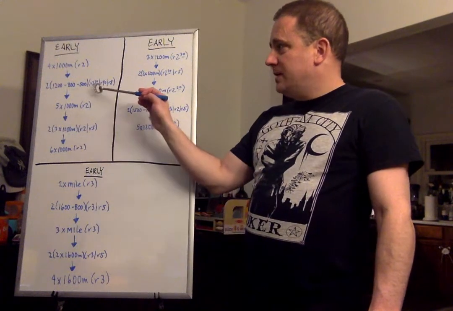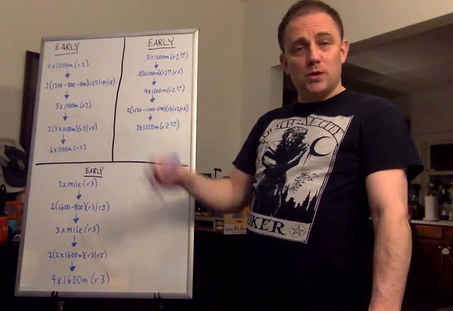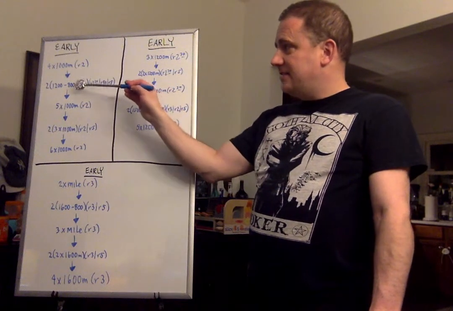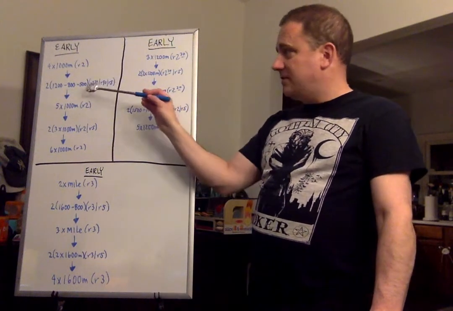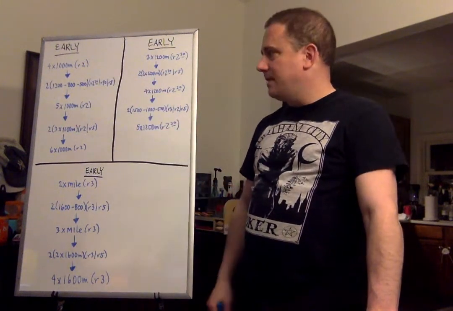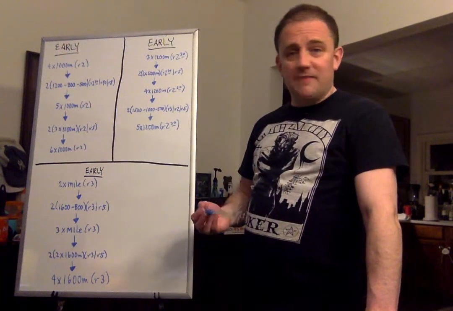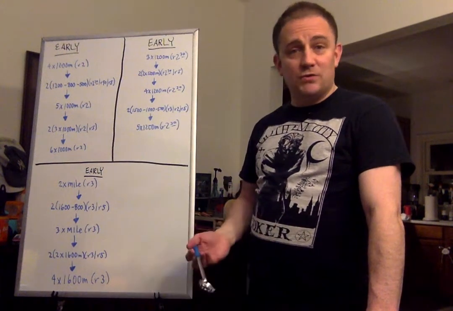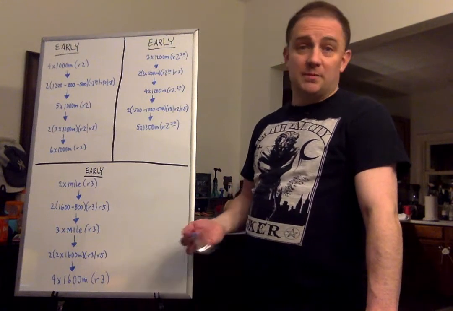All right, 2 minutes and 30 seconds of rest after the 1,200, 90 seconds after the 800, and then 5 minutes after the 500 in between the sets. And again, you could do the 1,200 at 5K pace, the 800 at 3K pace, and the 500 at mile pace, or you could work towards that, something like that.